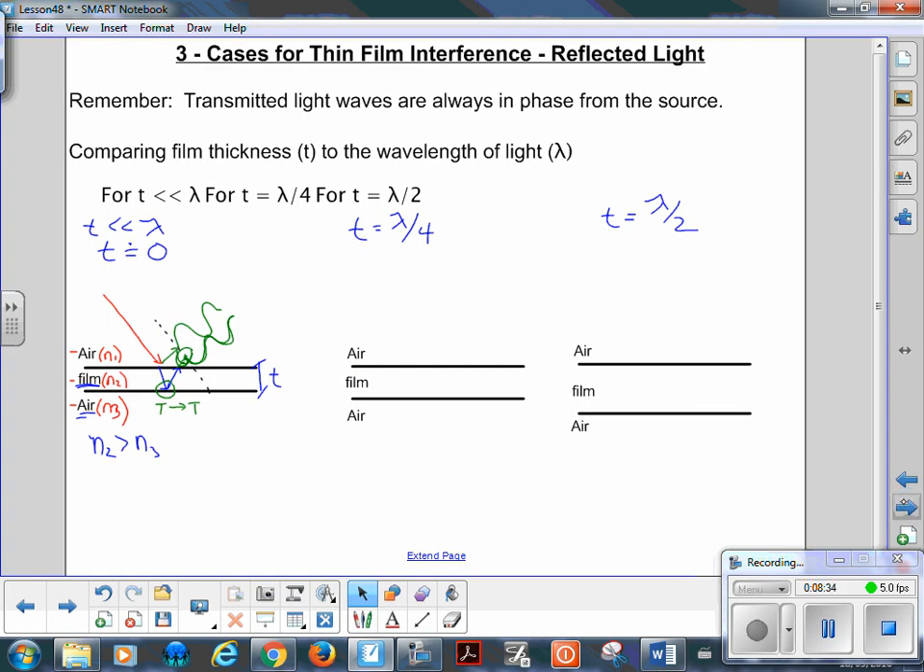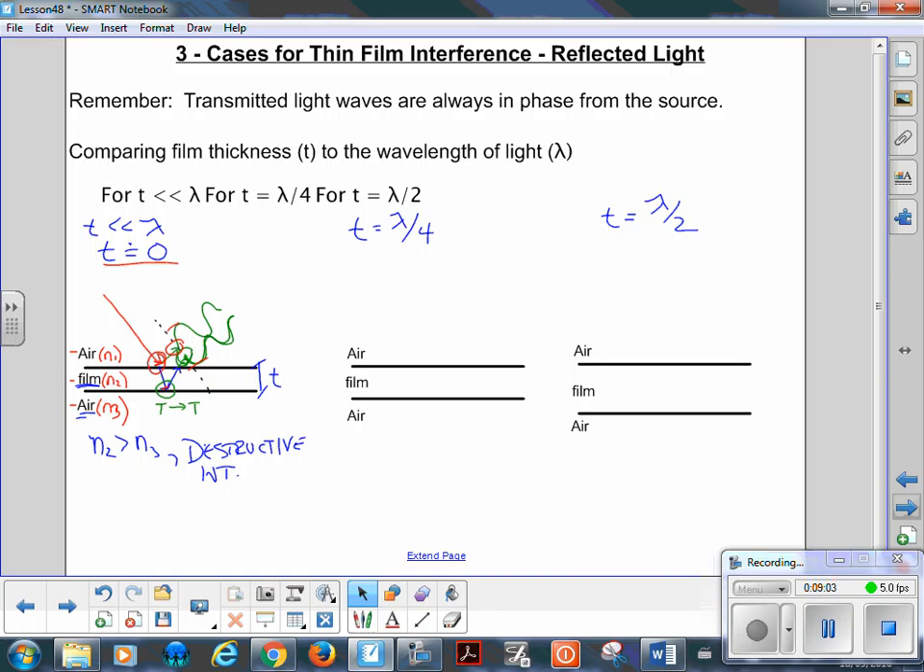So when it struck here, if it hit as a trough, and I'm assuming they both hit as troughs, and it's instantaneous because the thickness is almost 0, this one, it hit as a trough, it gets reflected as a crest, which means that they will be destructive interference for this situation. So this is destructive interference.